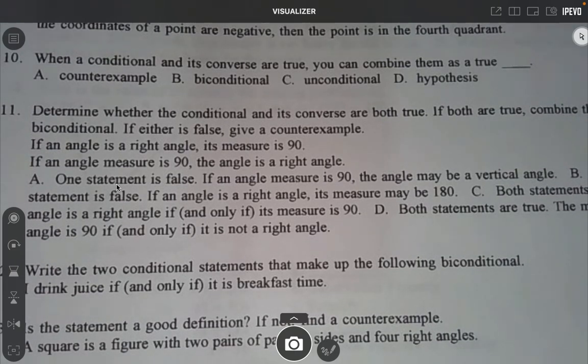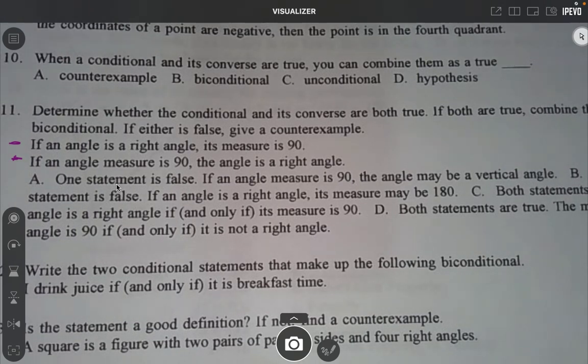When a conditional and its converse are true, you can combine them as a biconditional, a true biconditional. If and only if. It's an if and only if statement. Very good. All right. Determine if both of these statements right here are true. If they are, write them as a biconditional. If they're not, put false.